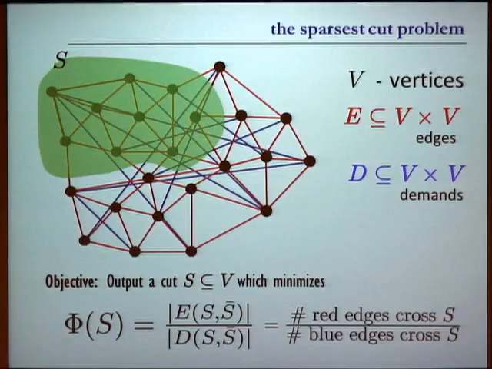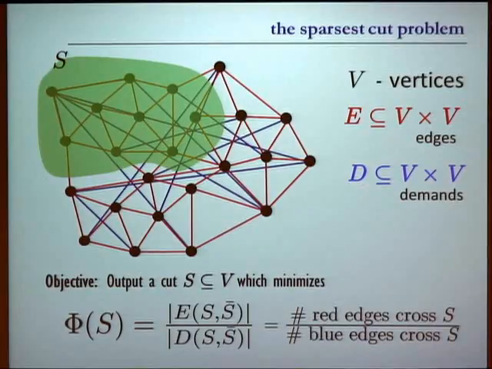So, for instance, if this is the complete graph, this is going to be the product of the size of S and the size of the complement. So this is the sparsest cut problem. As I said, it's a generalization of, for instance, conductance or expansion, which is the case when you just take D to be V cross V, the set of all pairs in the graph.